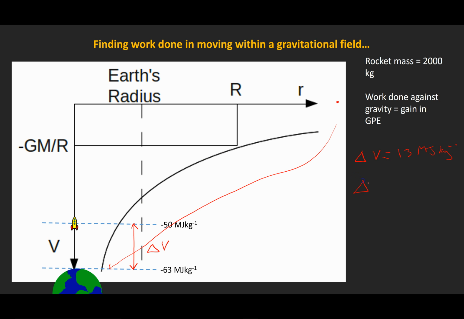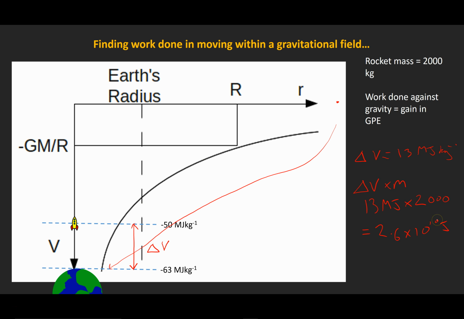I just take my delta V and I times it by the mass. So my 13 megajoules multiplied by my 2,000 kilograms gives me a change in gravitational potential energy, or the work done on my rocket, of 2.6 times 10 to the 10 joules.